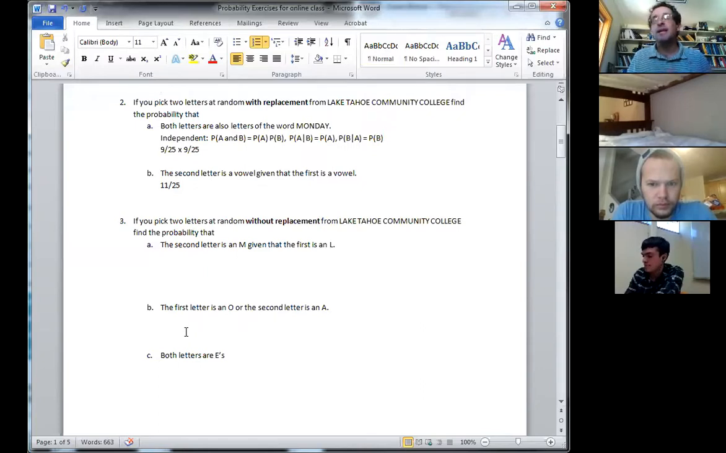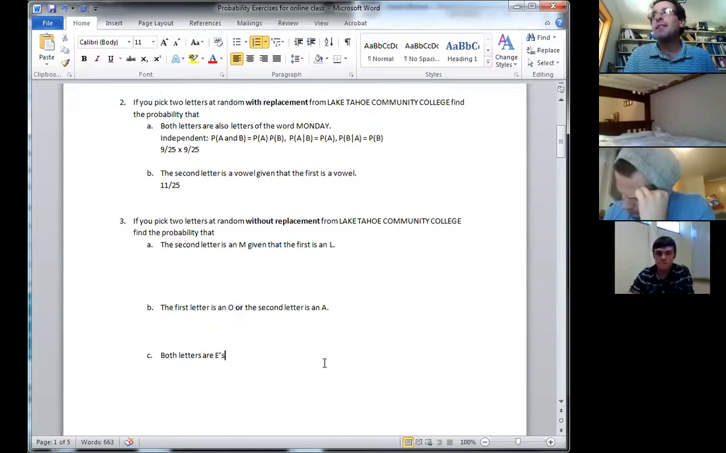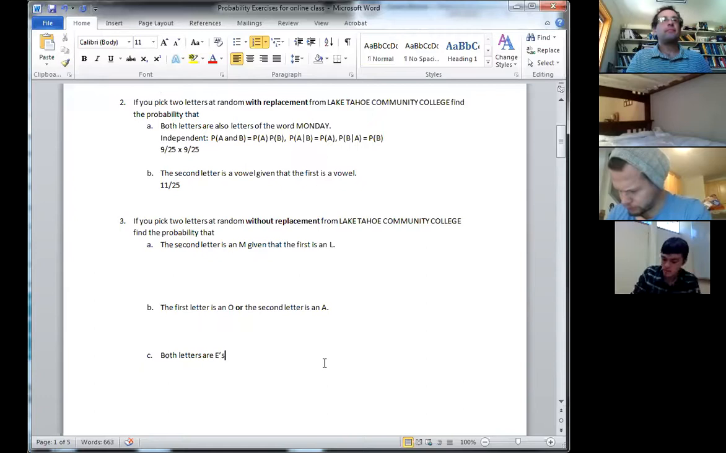Okay, let's look at part B. Part B takes a little work. The first letter is an O, or I want to highlight that, bold it, or the second is an A. So now you have to remember that little formula I gave you that had the word or. I'll give you a minute or two, at least to get started. Let's see how you do. So again, put in your chat box when you think you got it. So the first letter is an O, or the second is an A.